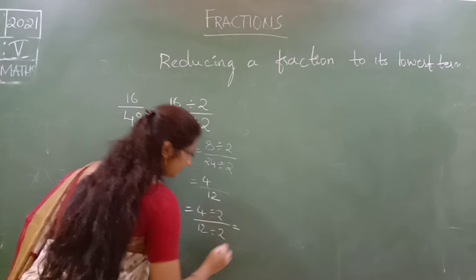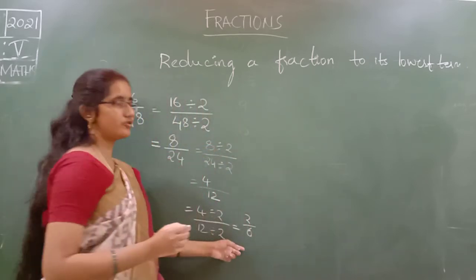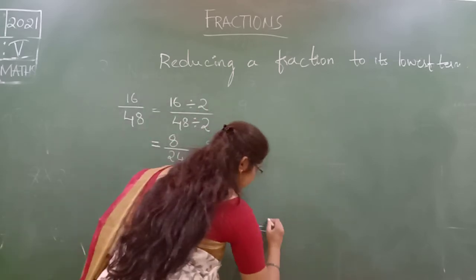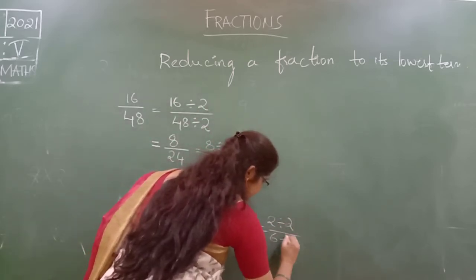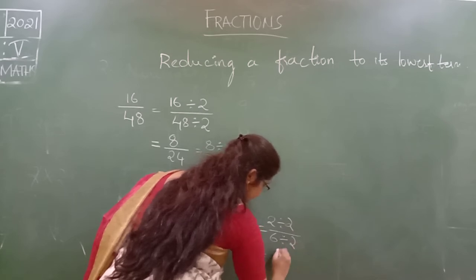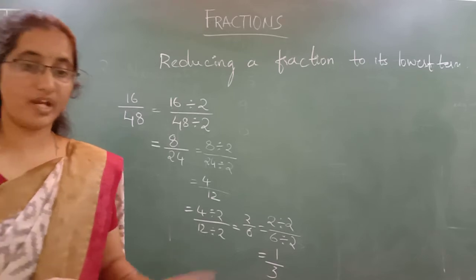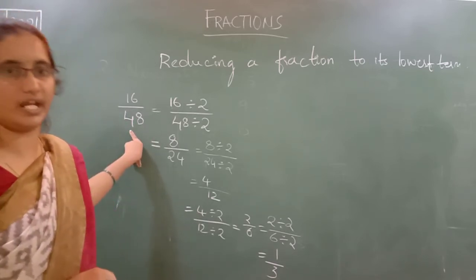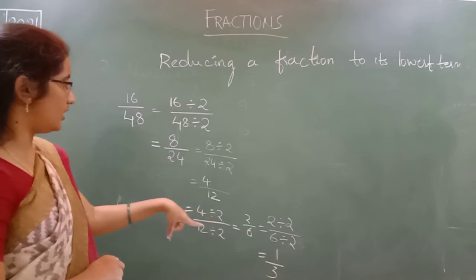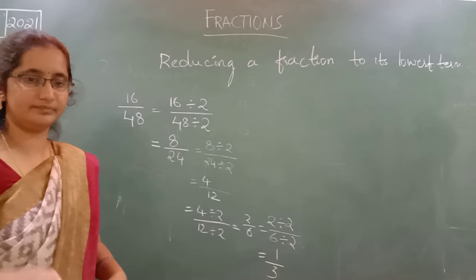How much do you get? 2 by 6. 6 is divisible by 2, so again you have to divide with 2. So the answer is 1 by 3. 1 by 3 is the lowest term of 16 by 48.